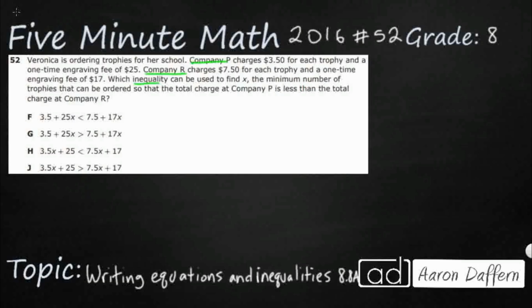All right, so you notice that we've got less than and greater than in all of our answer selections here, to use to find X, the minimum number of trophies that can be ordered, so that the total charge, this is where we're going to be helpful here. The total charge at Company P is less than the total charge at Company R. So we're going to start with that.